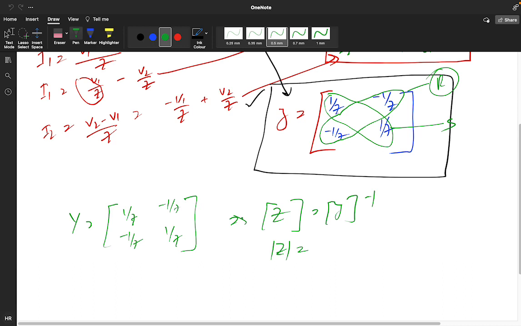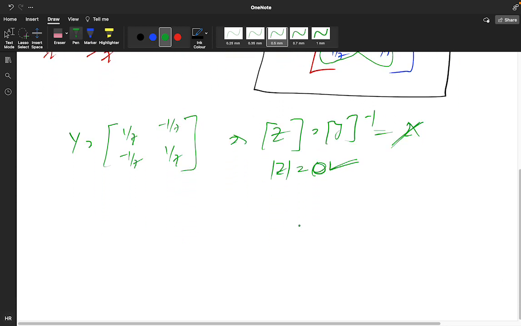What will be the determinant of z? Determinant of z is 0. If the determinant of z is 0, then y inverse cannot be found, because for getting the y inverse you have to divide by the determinant of z. So you will not get the z parameter of this network.